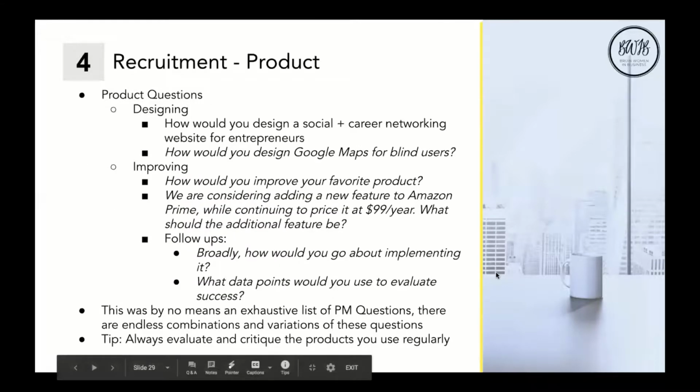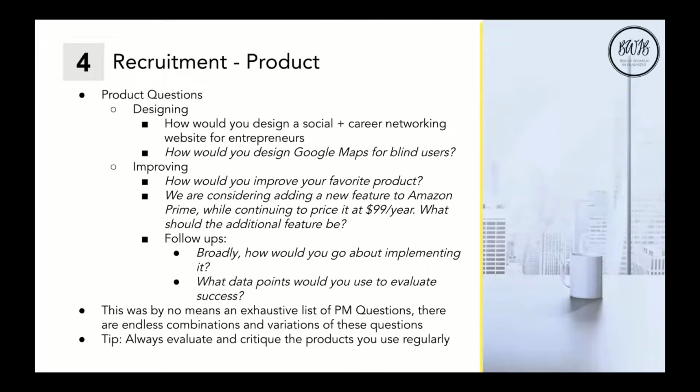And then product questions go under one of two things, roughly: design and improving. An example of a design question might be, how do you design a social and career networking website for entrepreneurs? How do you design Google Maps for blind users? Something about improving products might be, how would you improve your favorite product? Or, we're considering adding a new feature to Amazon Prime while continuing to price at $99 a year. What should the additional feature be?